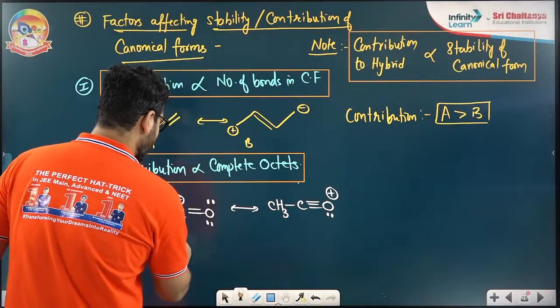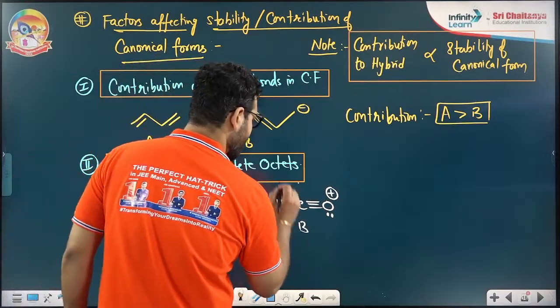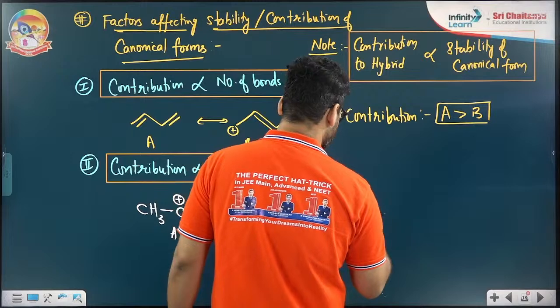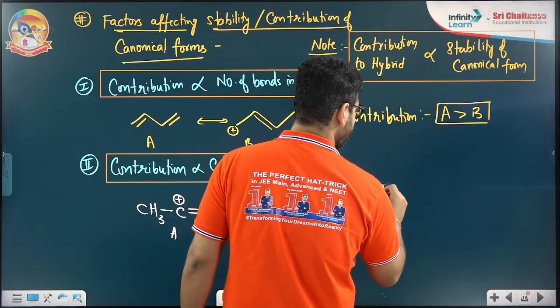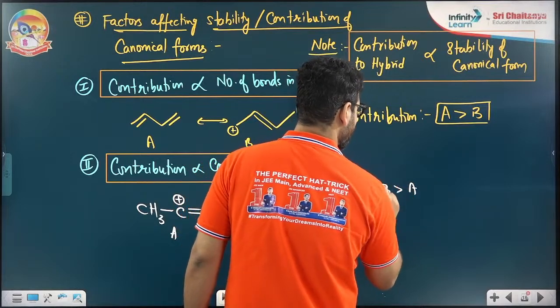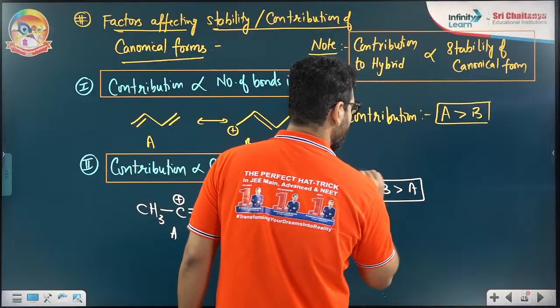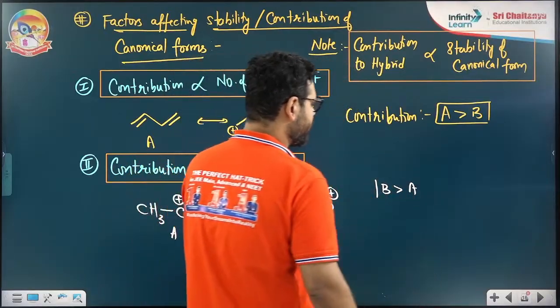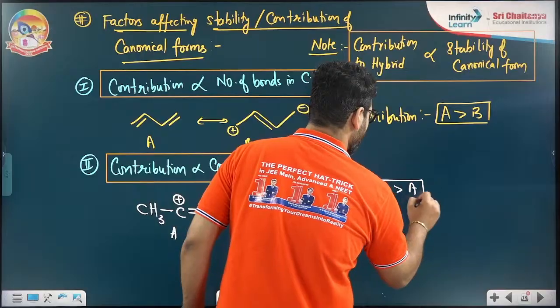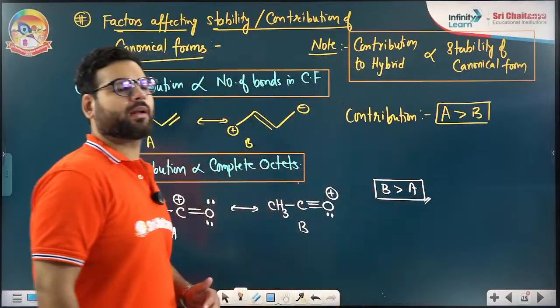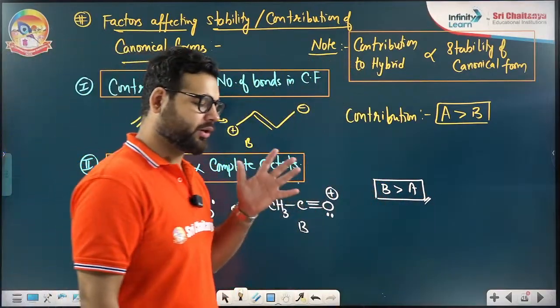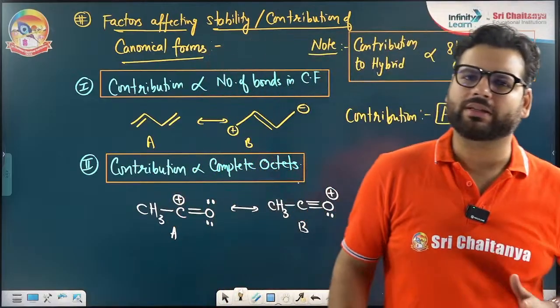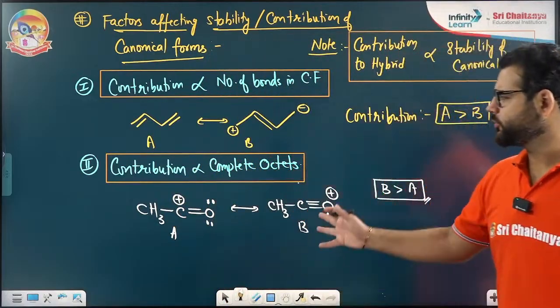So here between A and B, B is more stable than A. B contributes more than A. Okay. So when you know the concept of number of bonds, even if you forget about the octet rule, you can still get the answer correctly. So this is the one.